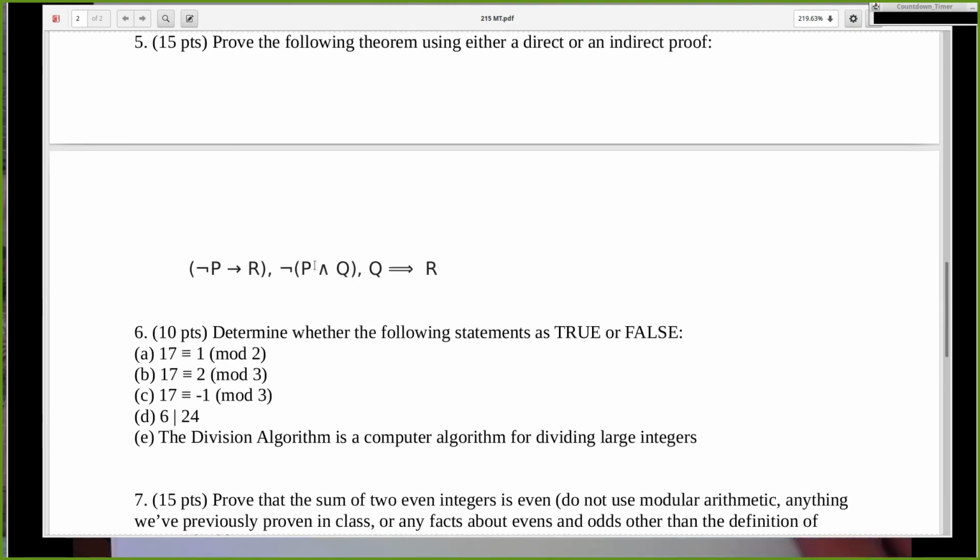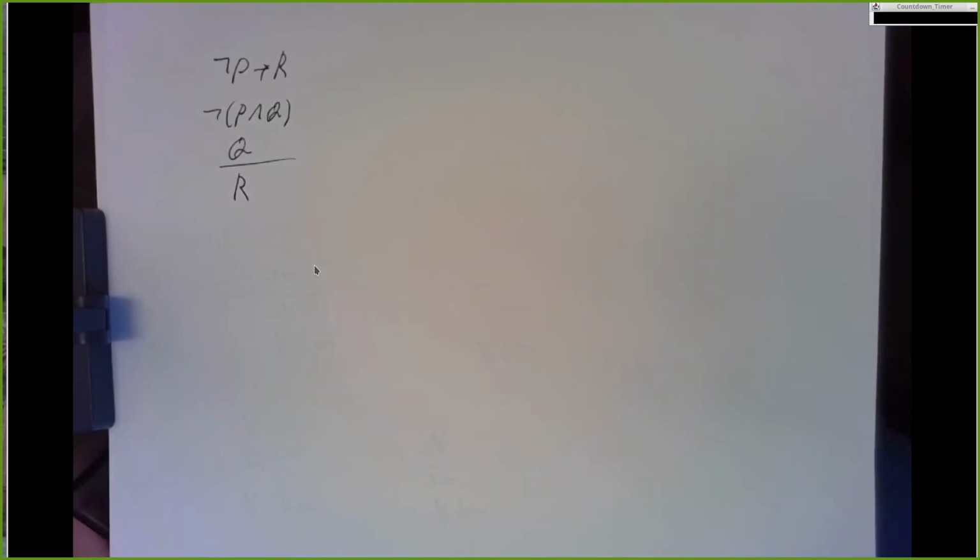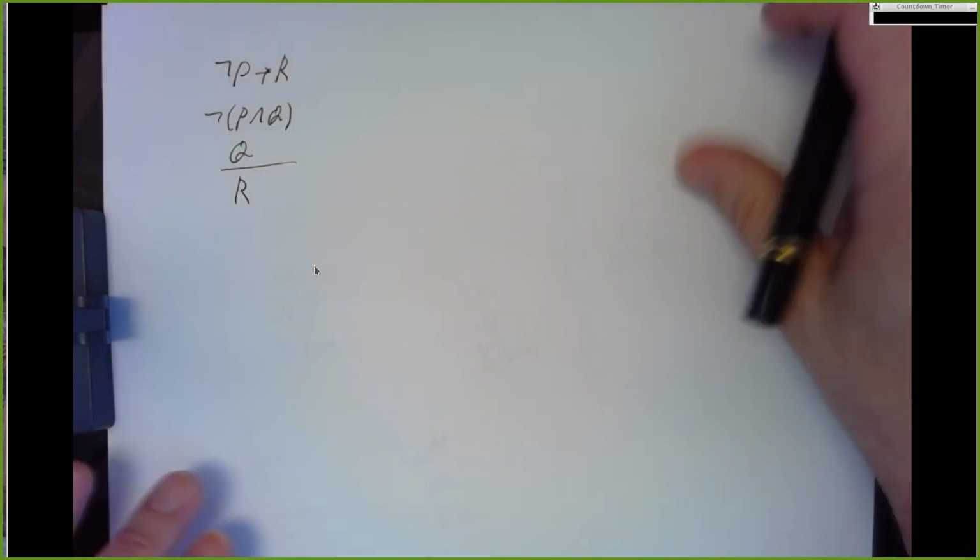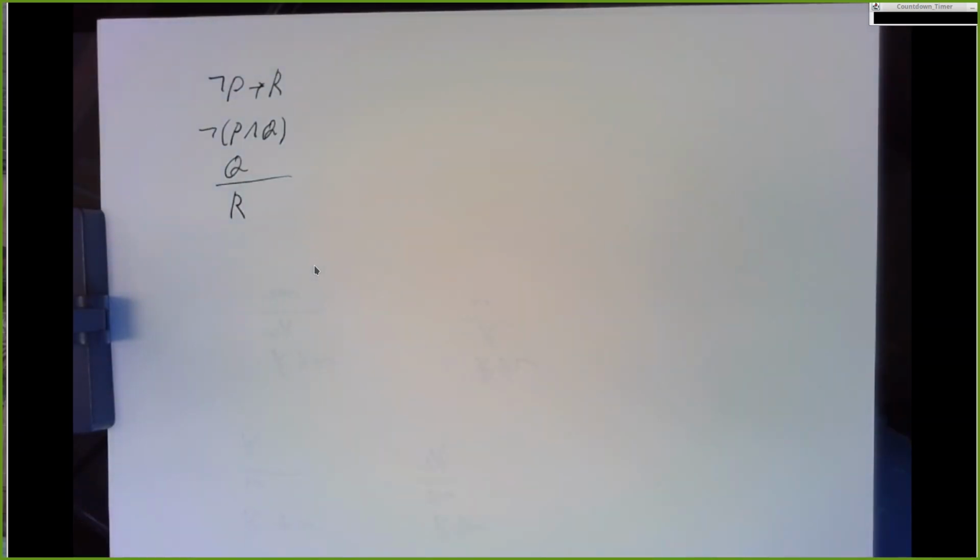All right, prove the following with a direct or indirect proof. Not P implies R, not P and Q, Q, therefore R. All right, these are formal proofs. So we've been working on these. We did homework on these.